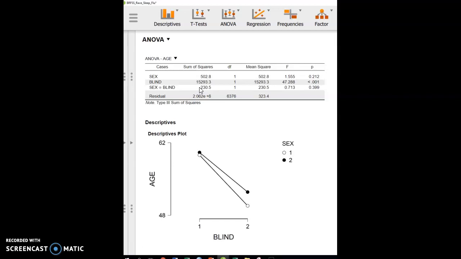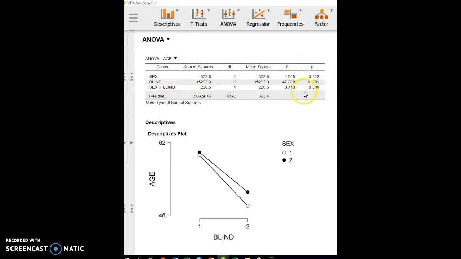And just looking at, were there differences in age of the participants based on sex, like male, female, and whether or not they were blind? So a 1 on the blind variable would be, yes, they are blind or have a very hard time seeing, and 2 would be no, that they are not blind.